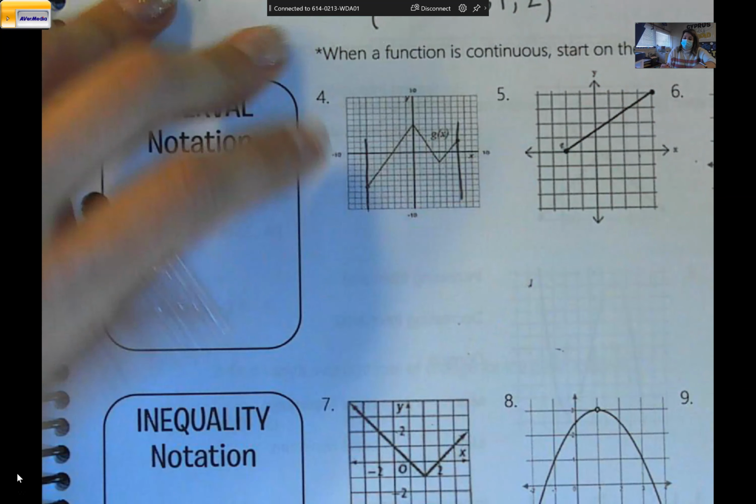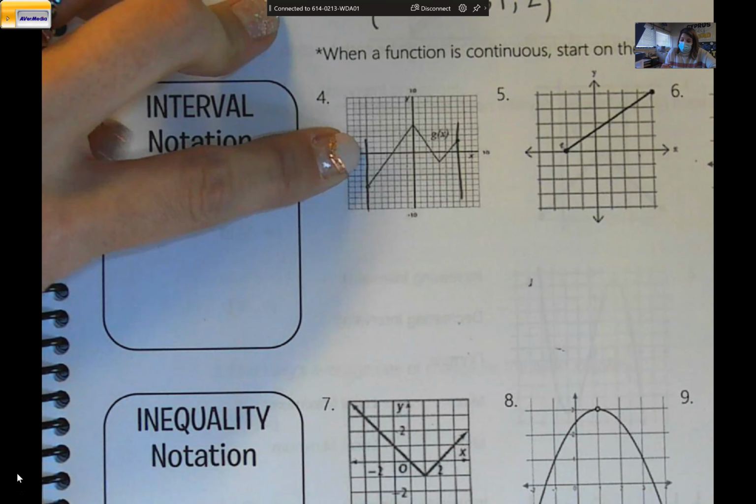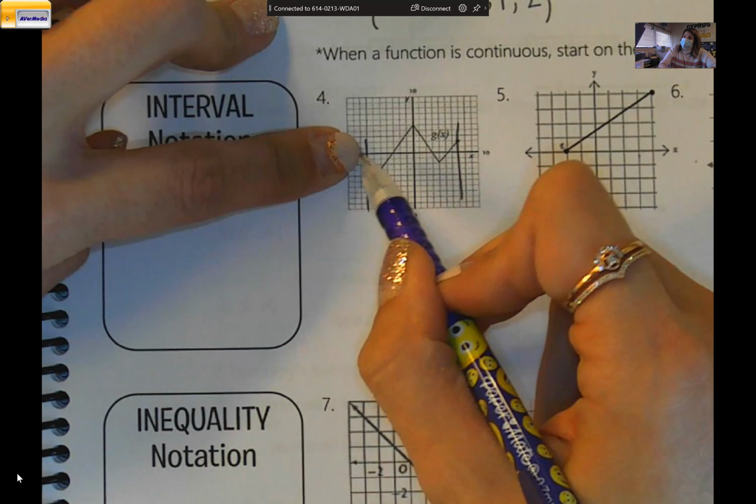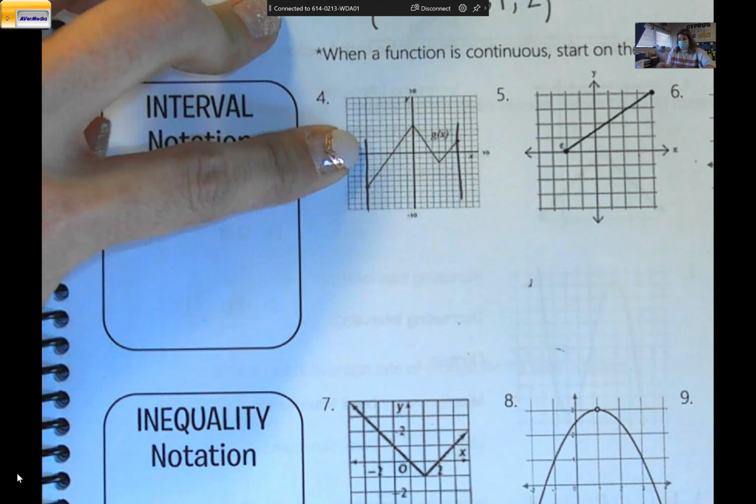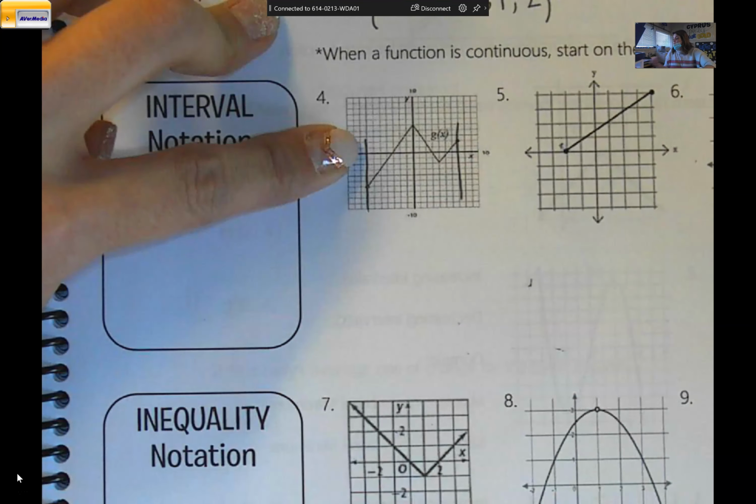So first thing that we need to do is identify where is that on the x-axis. So go to your graph, count to the left to figure out where is that open dot on your x-axis. Are you doing it?